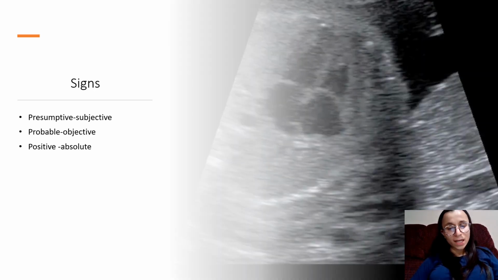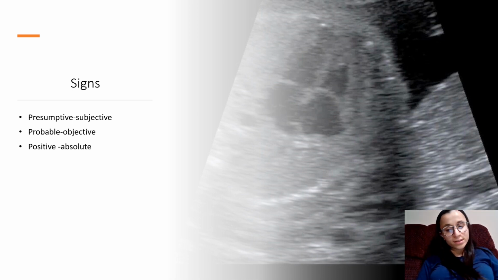Okay, so then we go on to signs of pregnancy. We have 3 different categories. We have the presumptive signs, which are subjective, so the patient's telling you. The probable signs, which are objective, so you see that. And the positive signs, which are absolute signs of pregnancy. So if you have the positive signs of pregnancy, then the patient is pregnant.